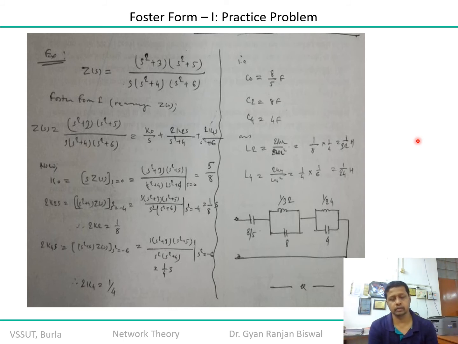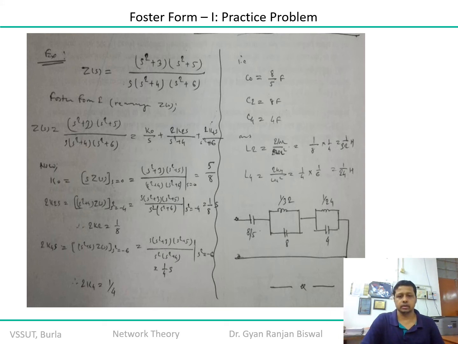So these two will form a parallel combination of the L2 C2 network, an LC network, and another pair of parallel-tuned network combination of L4 C4, where you are getting the values of 1/24 Henry and 4 Farad, right? So that's how I hope you are able to understand how you can apply Foster form 1 to realize practically the impedance function network, to simplify, design or synthesize electrical or electronic networks in the form of a parallel LC network.